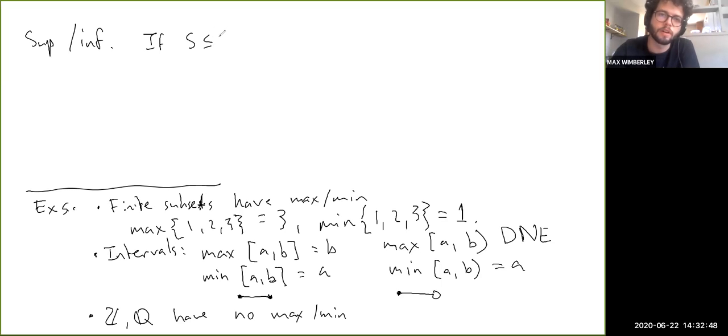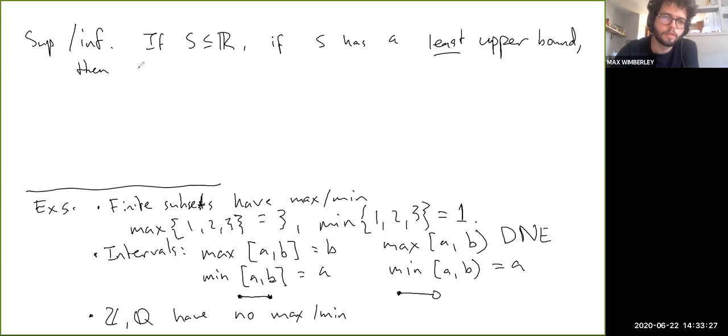So if S is a subset of R, let's say, well, okay, the way they phrase it in the book, I'll use their phrasing and then I'll kind of explain it. So if S has a least upper bound, then call that the supremum of S, which we write as sup S.